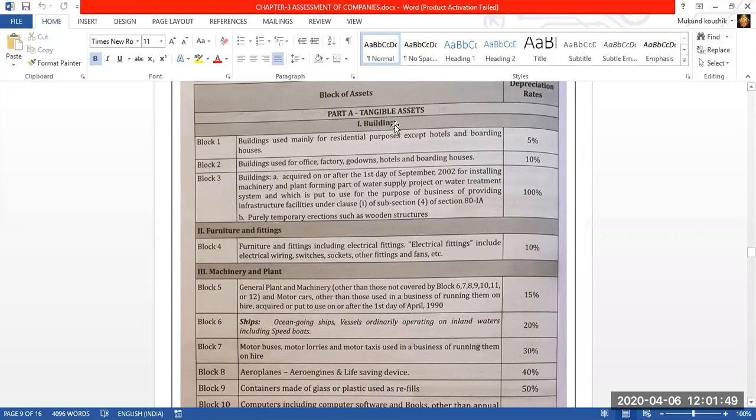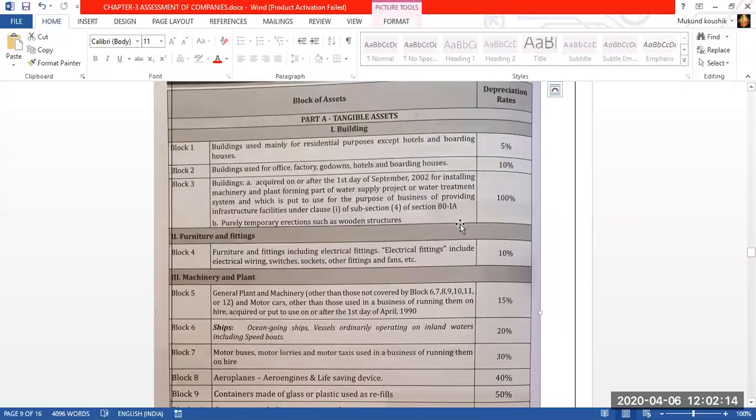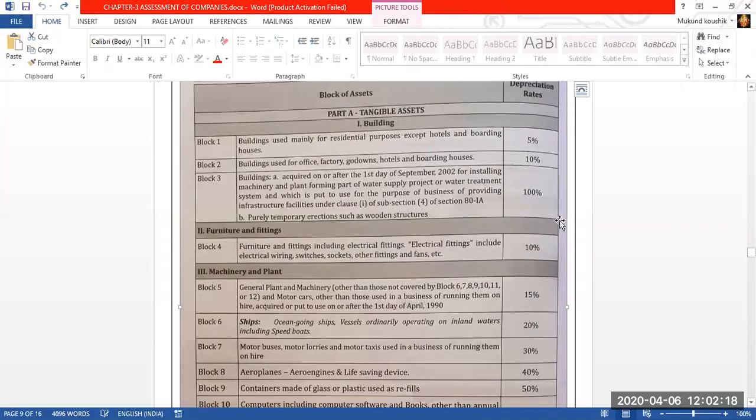Under the tangible assets, the first one is building. Now in this first block, you can see the buildings, if used for residential purposes, except hotels and boarding houses, then the rate of depreciation charged will be 5%. Then again, if there are certain buildings which are used for office, factory, godowns, hotels and boarding houses, then the rate of depreciation is slightly higher, that is 10%. Then again, if there is any building or purely temporary erection such as wooden structures, then the rate of depreciation applicable is 100%.